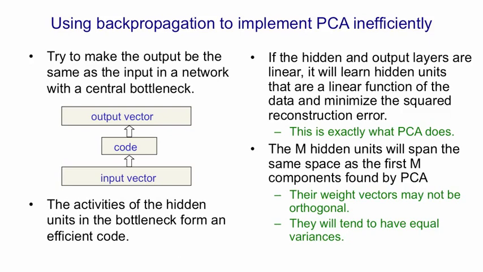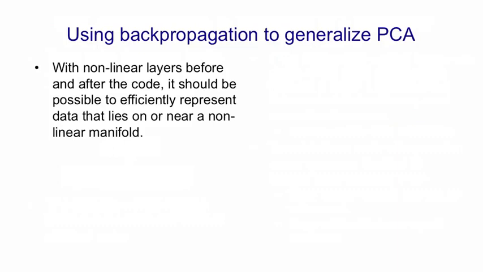It's just if we use stochastic gradient descent learning for this network, it will typically be much less efficient than the algorithm used for principal components, although if there's a huge amount of data, it might actually be more efficient. The main point of implementing principal components analysis using backpropagation in a neural net is that it allows us to generalize principal components analysis. If we use a neural net that has nonlinear layers before and after the code layer, it should be possible to represent data that lies on a curved manifold rather than a linear manifold in a high-dimensional space. And this is much more general.